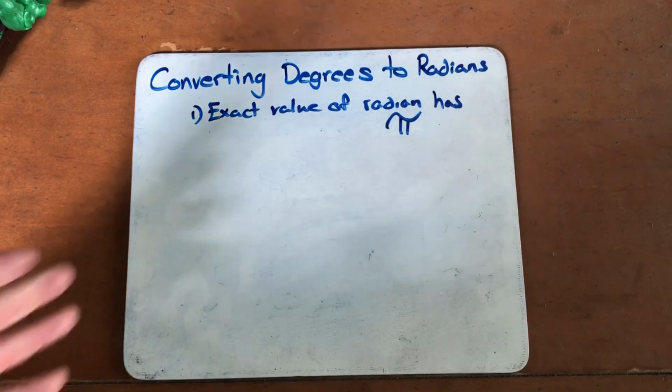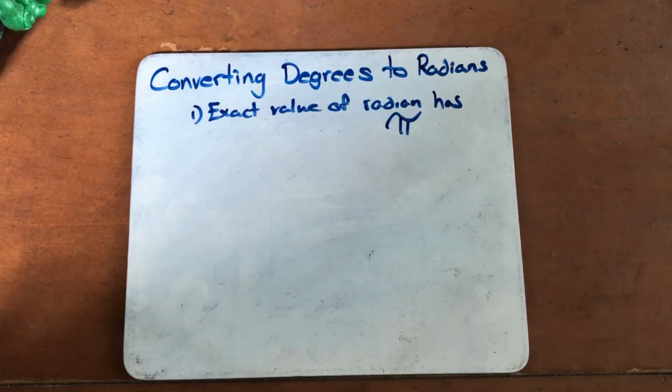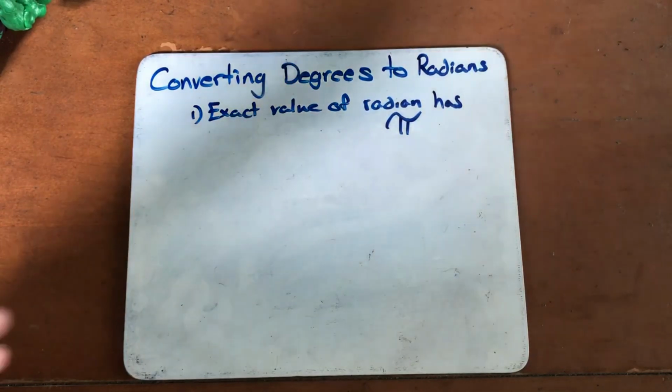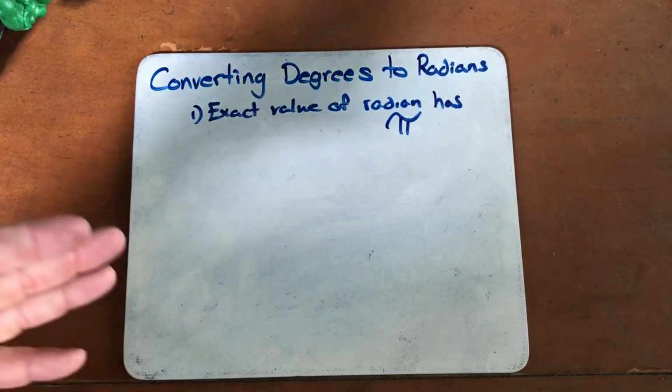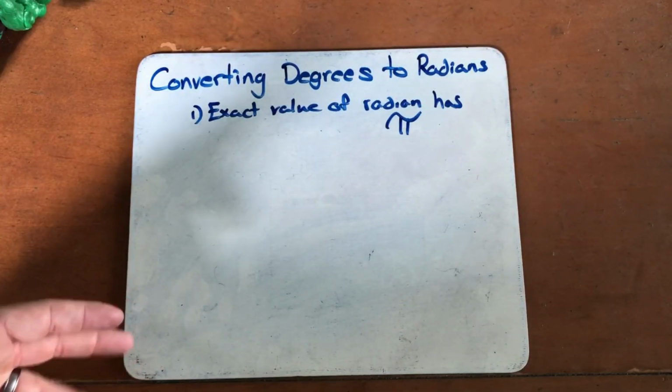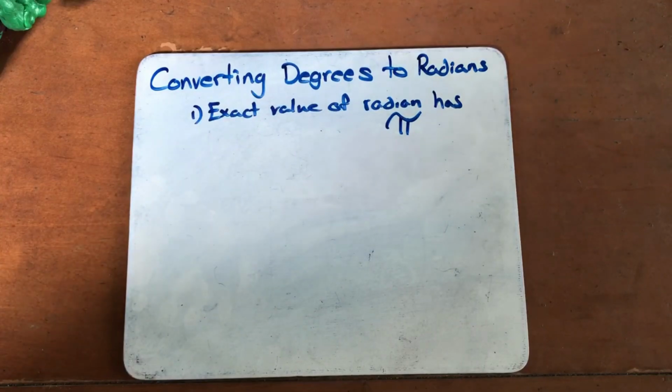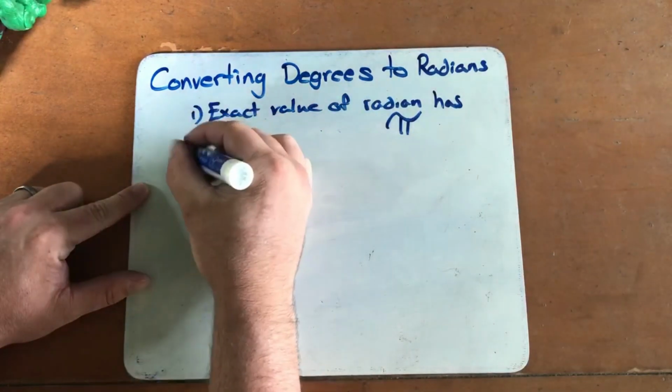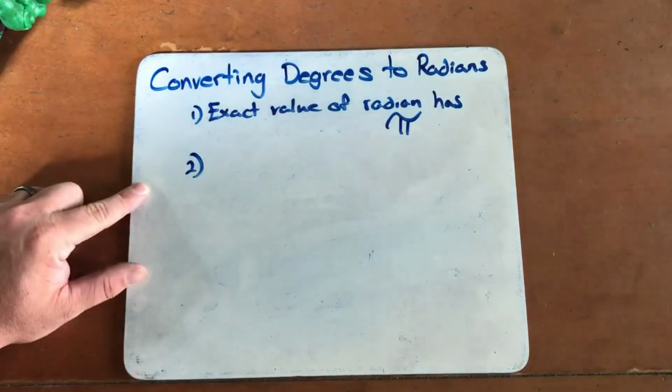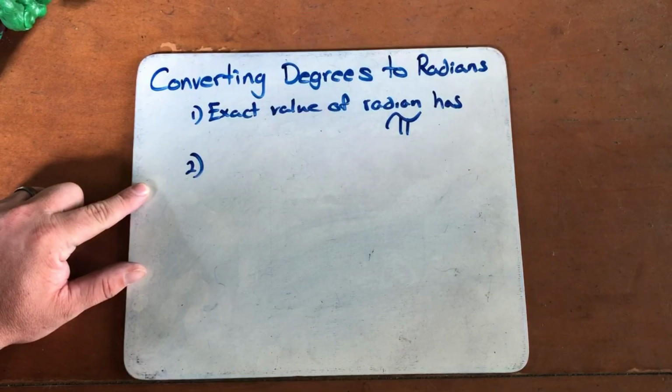So we're going to look at some situations, and I'll explain when we look at the examples a little bit differently. But my exact value of radians has a pi, all right? If you are trying to write something as a radian and you just type it in as a decimal and you don't have a pi in there, then that is not the exact value, and therefore it would not be technically correct.